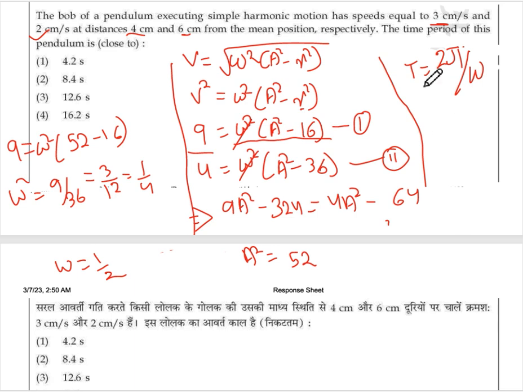So now put the values. 2 into pi, put 3.14, divided by 1 by 2, it will become 4 into 3.14, which is nearly equal to 12.6 seconds. So if we match the options, it is option number 3.